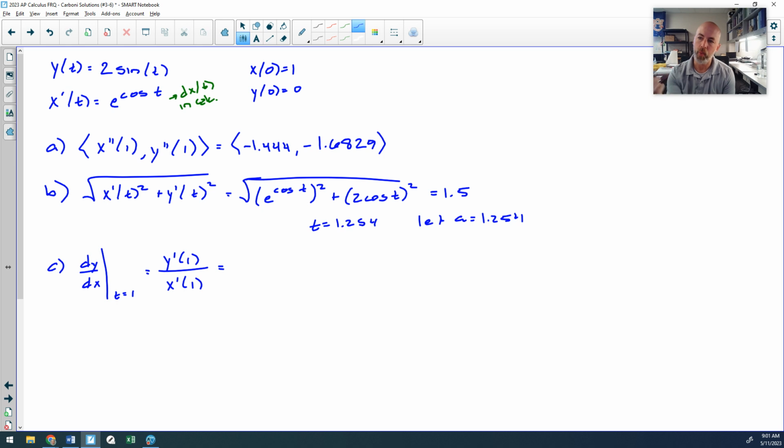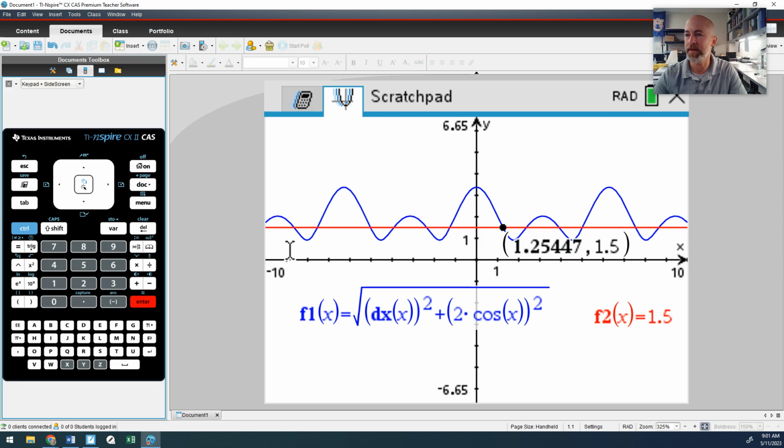Now again, y prime is so clean. Y prime is going to be 2 cosine of 1. That's 2 cosine of 1 over x prime, which was given to us. That would be e to the cosine of 1. And honestly, you can stop there. That is an acceptable answer. If you want to punch that in the calculator, you can. I don't see any advantage to that, but what the heck?